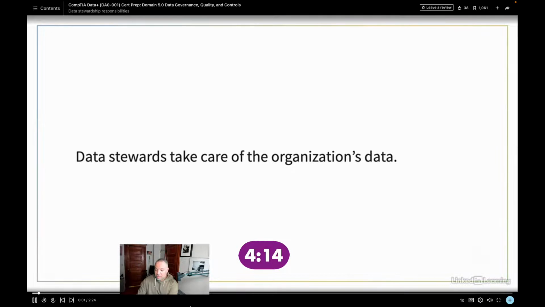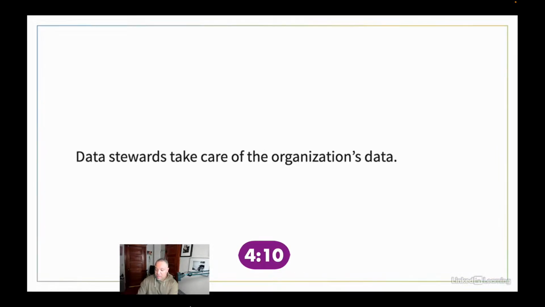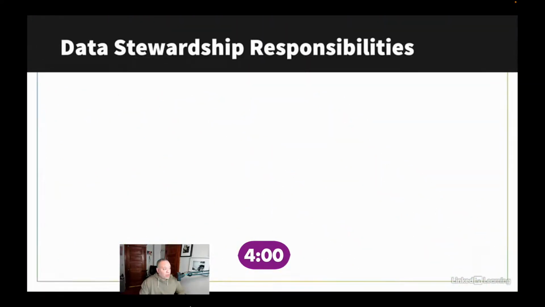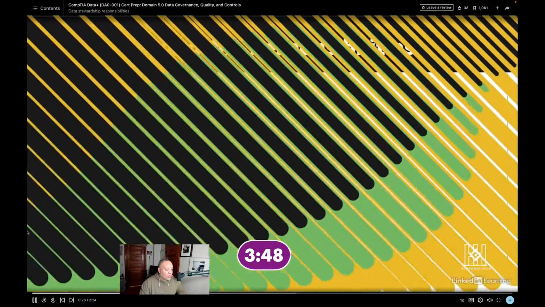Earlier, I summed up the responsibilities of a data steward as taking care of the organization's data. Now, that's a reasonable description of the role, but it's also pretty high level. What does it actually mean to take care of the organization's data? Well, data stewardship responsibilities may vary from organization to organization, but we can summarize them as fitting into 4 general categories: data quality, data security, data privacy, and regulatory compliance.